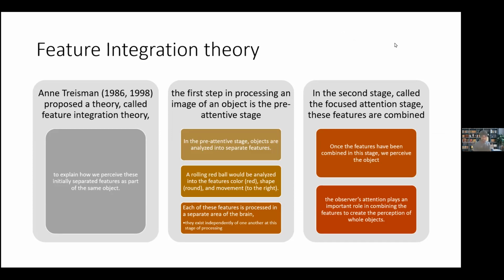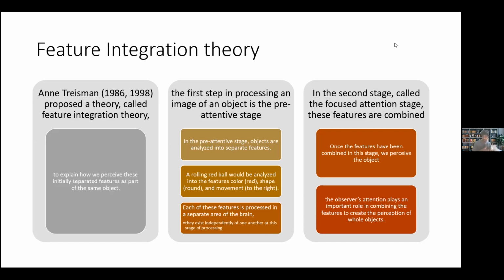So Anne Treisman said that whenever you view an object, let's say this particular slide, or a daily object like a ball or a vehicle, there's a first stage in which the object falls on our eyes and we immediately break it down into separate features, like the color, the shape, the size. If you see a rolling red ball, the immediate features like the color of the object, the shape, the ball being round, and the movement, which direction it is moving, all these things are broken down and registered in our brains.